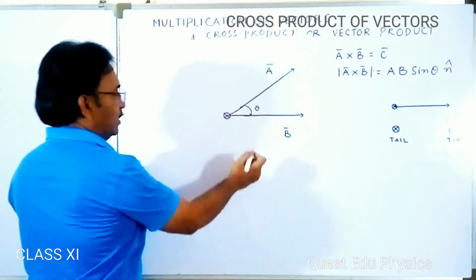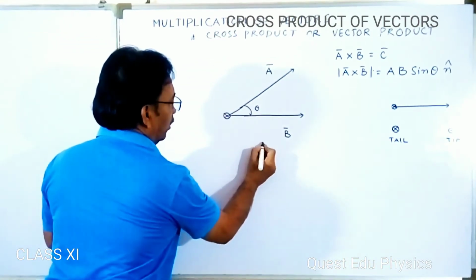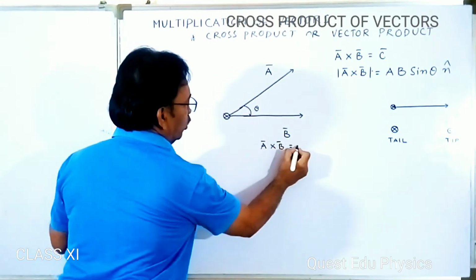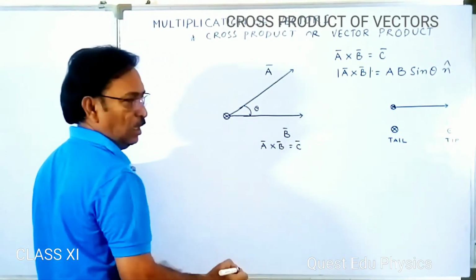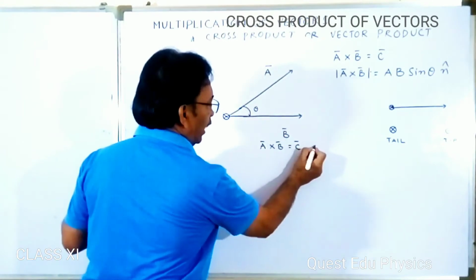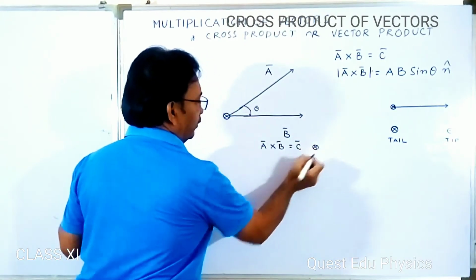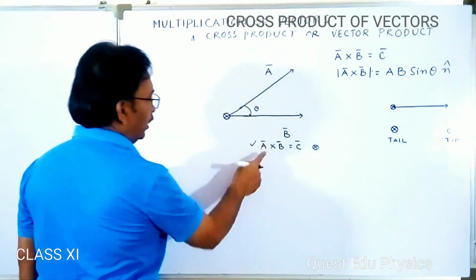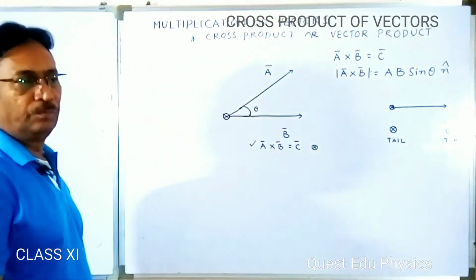Okay, if it is A bar cross B bar is equal to C bar, and what is the direction? Direction is into the plane. Okay, it is the first thing we have to understand. In this way, you can find out the direction.